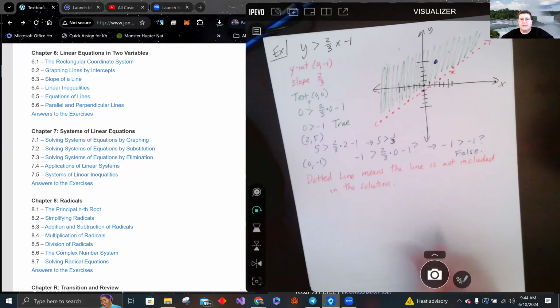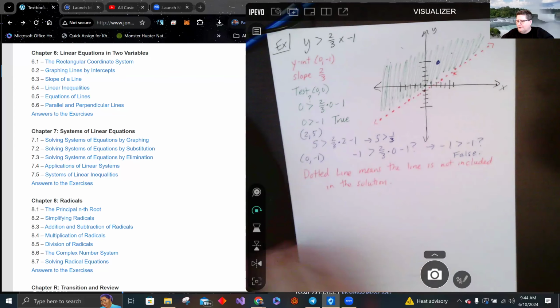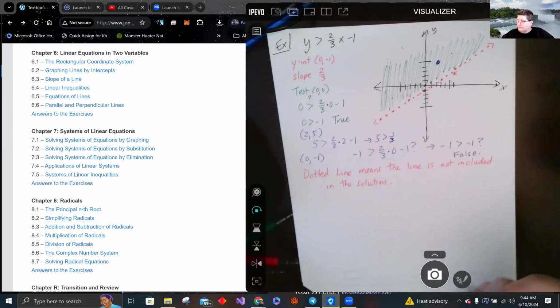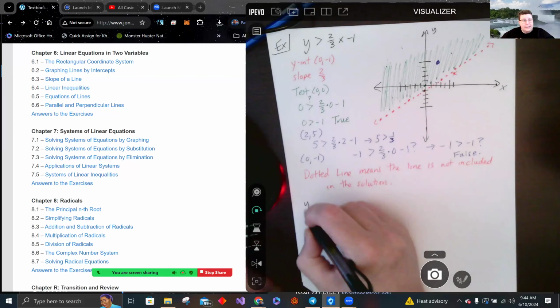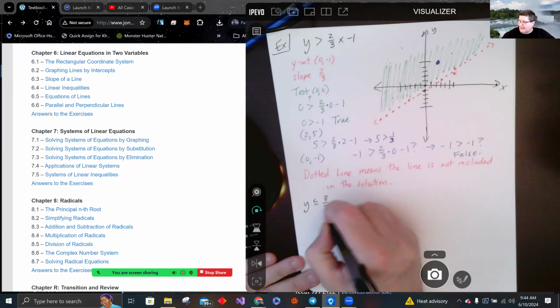Okay. All right, let's do a few more. y is less than or equal to 3/2 x plus 3.